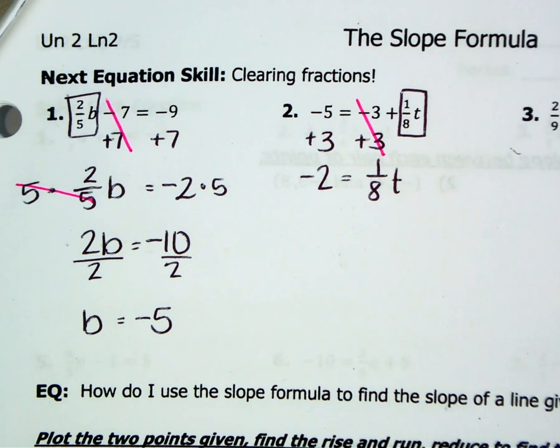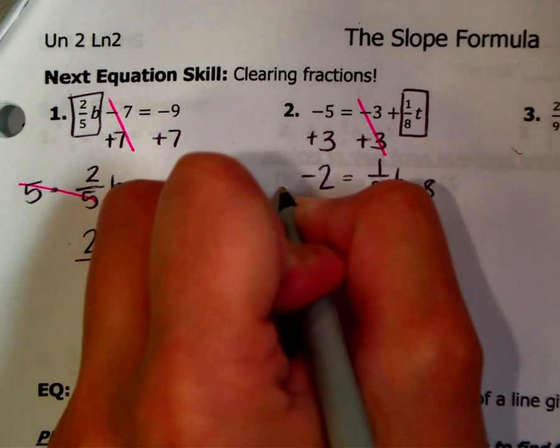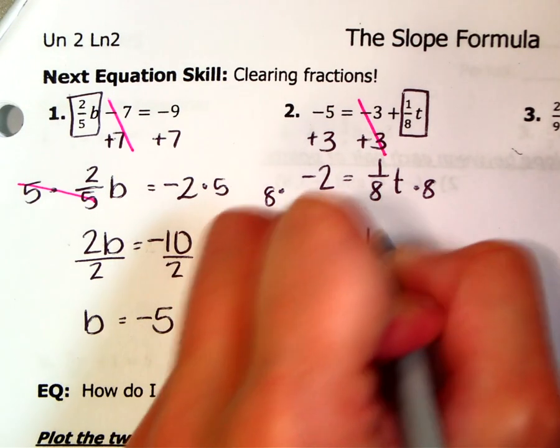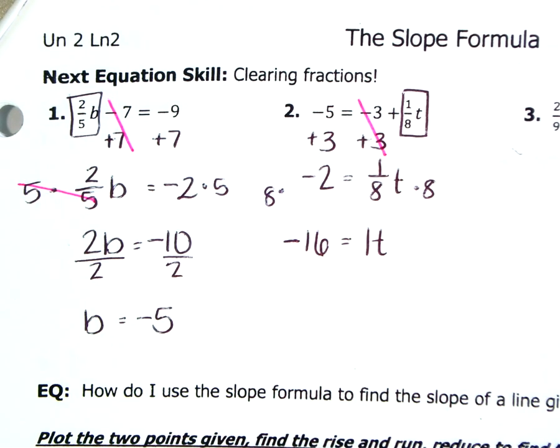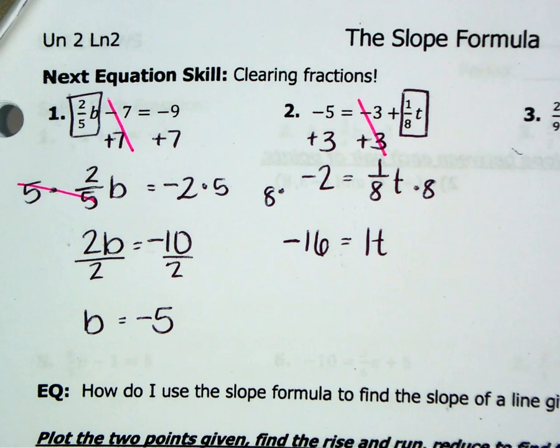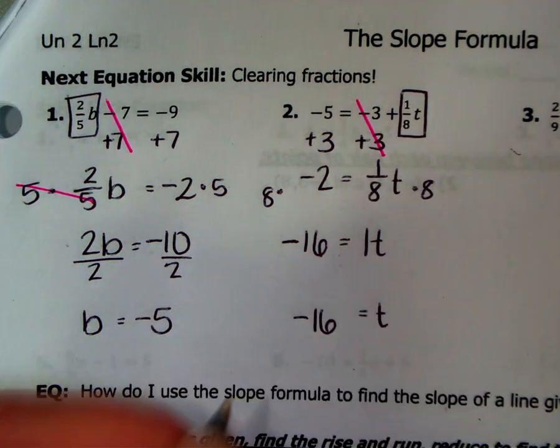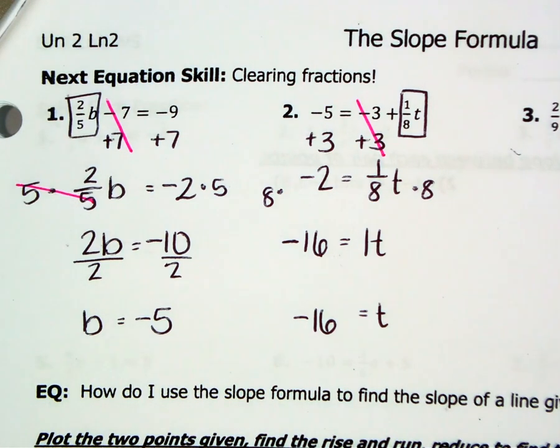1/8 t is one of your 1/overs. If I'm getting rid of that fraction, what do I have to multiply by? 8. I'm going to multiply both sides by 8. I end up with negative 16 equal to 1t. Is there really a next step? Not really. T is isolated. We could divide both sides by 1, but it's kind of redundant. So t is negative 16.